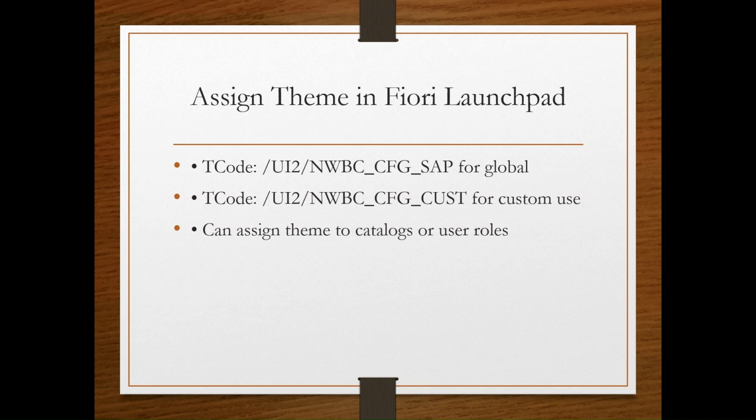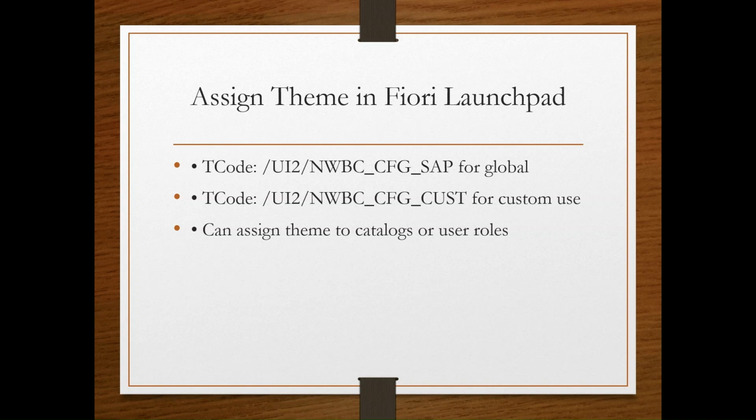/ui2/nwbc_cfg_sap for global default. If you are making some changes over here, which is usually not at all recommended, and because it is specific. And there's another T-code /ui2/nwbc_cfg_cust for customer specific themes. You can even assign themes to the catalog and role level, which is super useful for different business units.